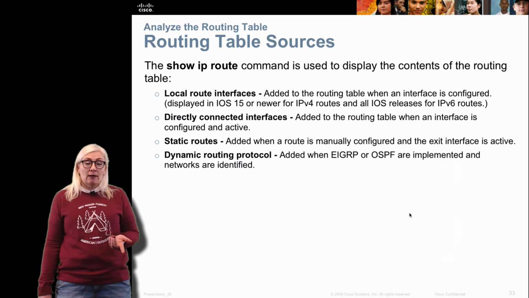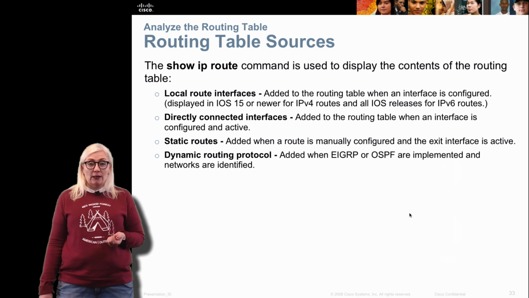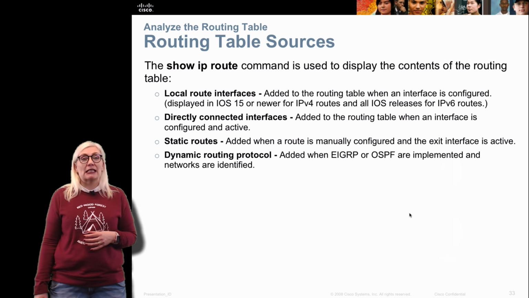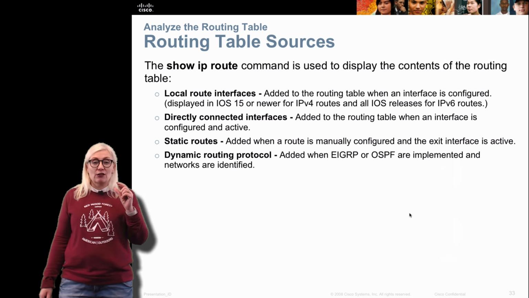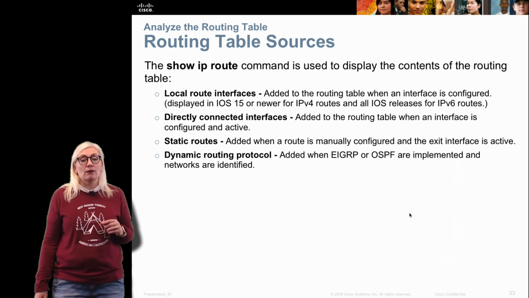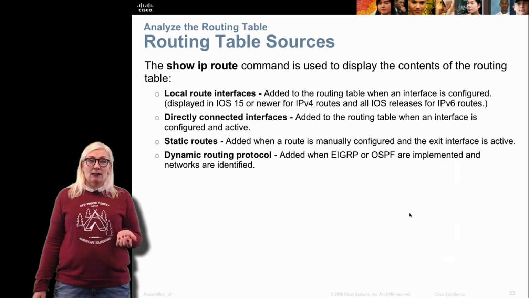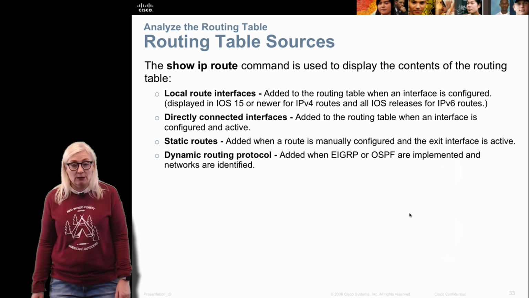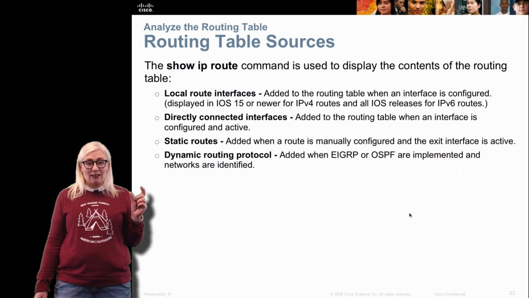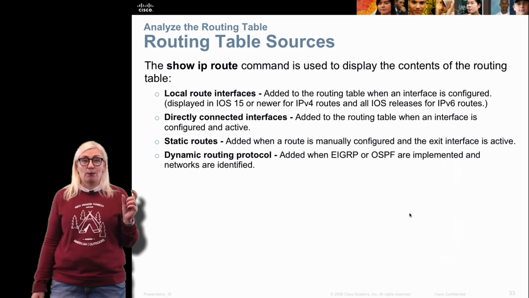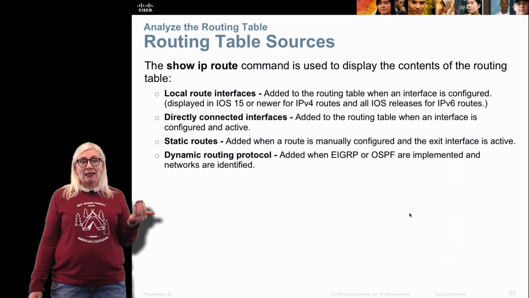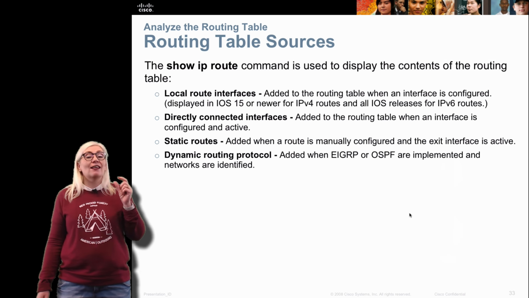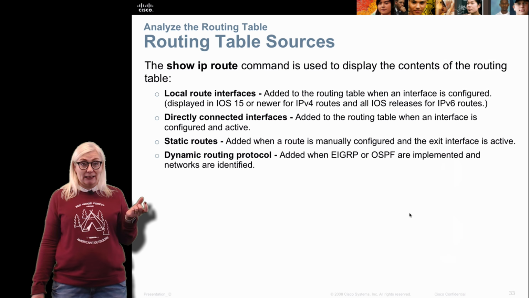When we look at the routing table and use the show IP route command, we will see that there are different letters in front of the different routes. And there are four different types. We have the local route interface, which is actually the directly connected interface IP address. Then we have the directly connected interfaces, which is the network that it's directly connected to.